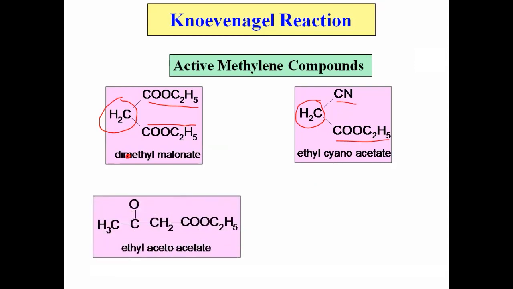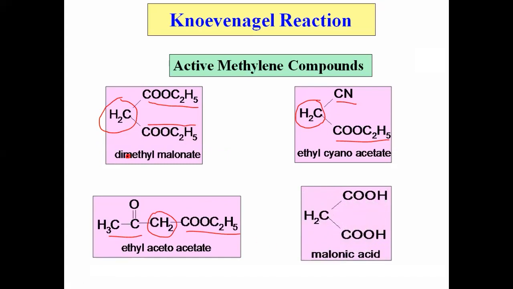Consider another example. Here also this is CH2 methylene group. It has one ester and another is the ketone group. One is the ester and another is the ketone, means both are electron withdrawing, and hence again that methylene is active in nature, and that compound is an active methylene compound. Let us see one more example. CH2COOH. This is malonic acid. Again an example of active methylene compound.